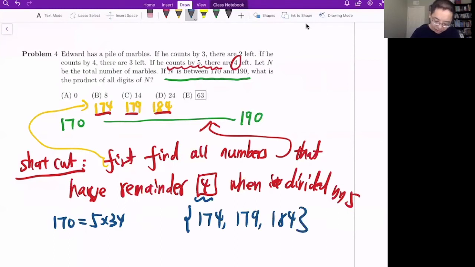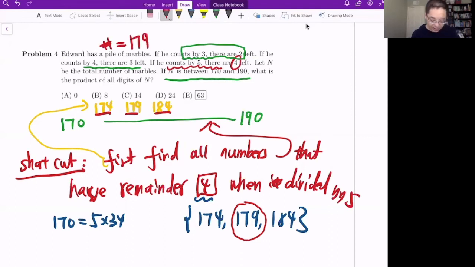Now let's go back to the other 2 requirements. When divided by 3, the remainder is 2. When divided by 4, the remainder is 3. Because you only have 3 options, it's not a big deal. You check each one, and we quickly identify the one that works. When divided by 4, the remainder is 3, and when divided by 3, the remainder is 2. So we get the number of the pile: 179.